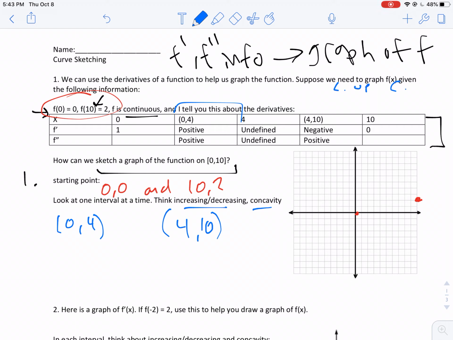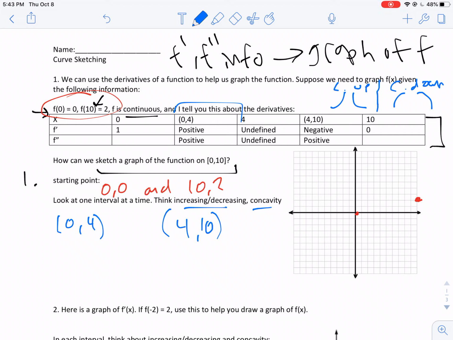Well, let's sketch this out. You could be concave up or concave down. If you're concave up and increasing, it looks like that. If you're concave up and decreasing, it looks like that. If you're concave down and increasing, it looks like that. Concave down and decreasing, it looks like that. Those are the 4 building blocks that we're going to be putting together based on the first and second derivatives.